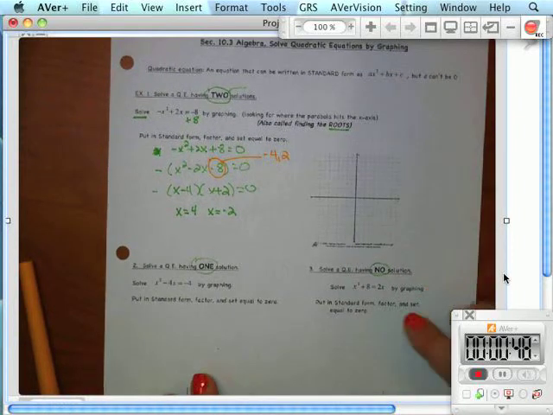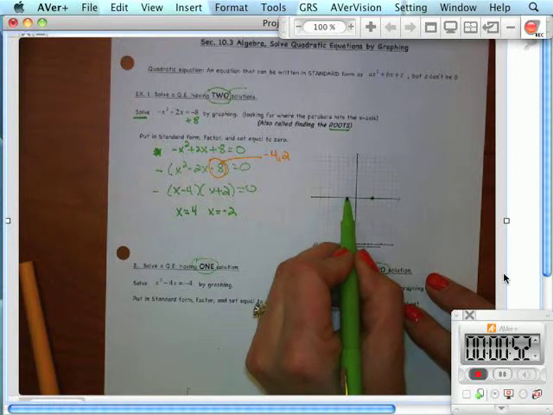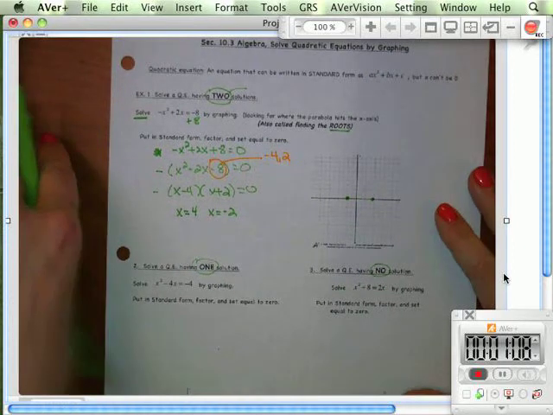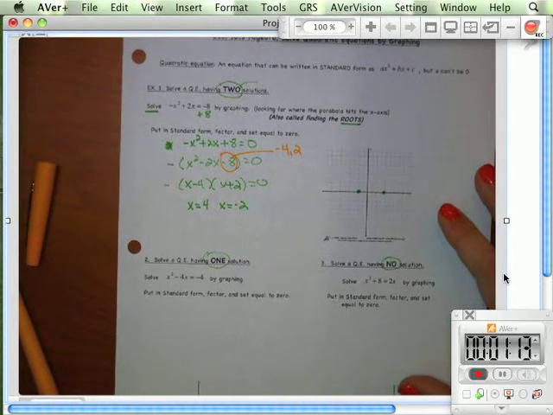-2. So let's plot those. 1, 2, 3, 4, and -2. Oh, wait a minute. You already know that this parabola hits the x-axis what? Twice. So that means it's going to have how many solutions? 2. It's those two things right there. Now, let's take it a little further. Let's find the vertex.